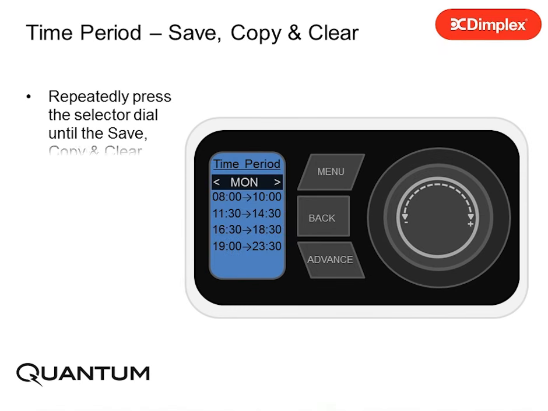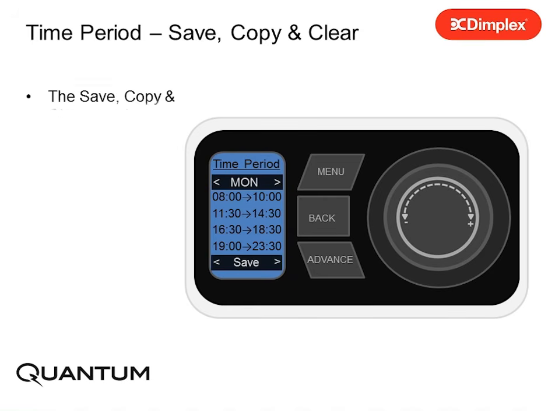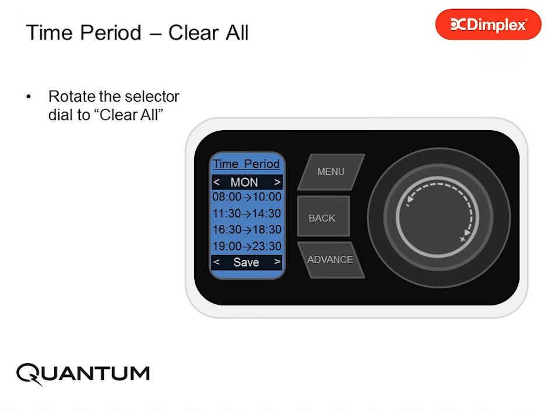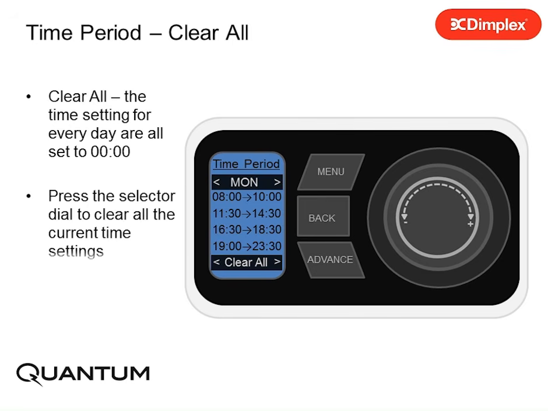Clear all. Repeatedly press the selector dial until the Save, Copy and Clear function banner appears. The Save, Copy or Clear panel appears at the bottom of the display. Rotate the selector dial to Clear All. With Clear All, the time settings for every day are all set to 0. Press the selector dial to clear all the current time settings.